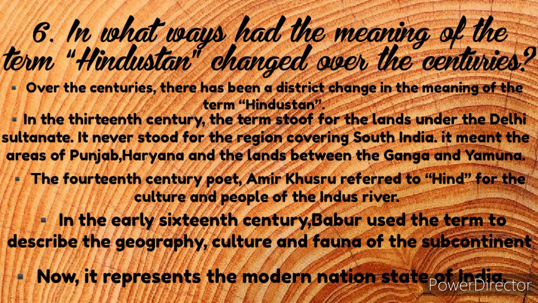Question number 6. In what ways has the meaning of the term Hindustan changed over the centuries? Answer. Over the centuries, there has been a drastic change in the meaning of the term Hindustan. Second, in the 13th century, the term stood for the lands under the Delhi Sultanate. It never stood for the region covering South India. It meant the areas of Punjab, Haryana, and the lands between the Ganga and Yamuna. Third, the 14th century poet Amir Khusro referred to Hind for the culture and people of the Indus River. Fourth, in the early 16th century, Babur used the term to describe the geography, culture and fauna of the subcontinent. Fifth, now it represents the modern nation state of India.